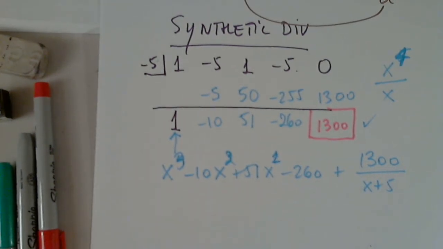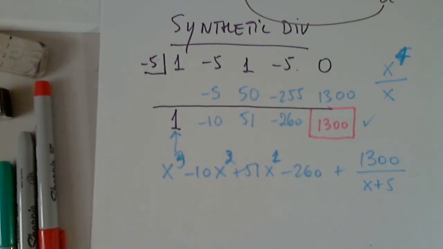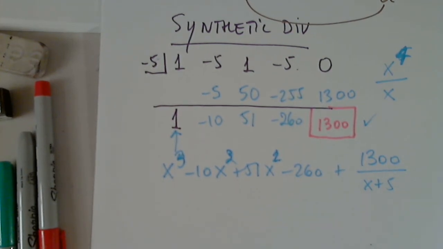Any questions? Any questions? Is this good enough? Can we go back now to the last section, 3.6? No questions. Okay. Do we need more synthetic division and long division? Anyone?